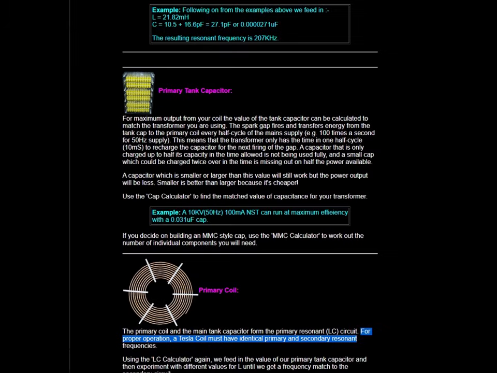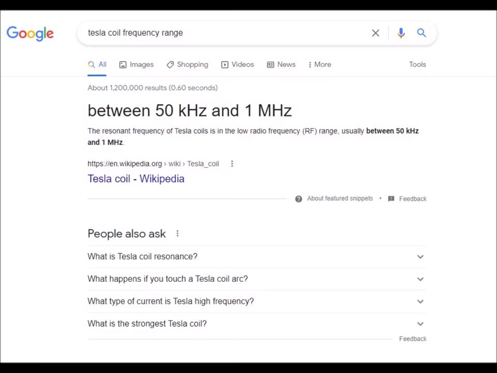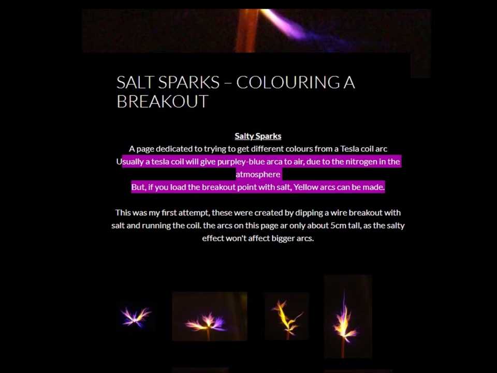The secondary and primary coils are usually set to resonate at the same frequency, but the secondary coil can also be set to resonate at a higher harmonic, in effect operating as a frequency multiplier. However, Tesla coils normally generate currents in the low radio frequency range between 50 kHz and 1 MHz. The color of the electrical arcs generated by most Tesla coils is due to gases in the air or metallic salts that are purposely placed on the discharge wires, rather than the actual light frequencies which those colors represent.